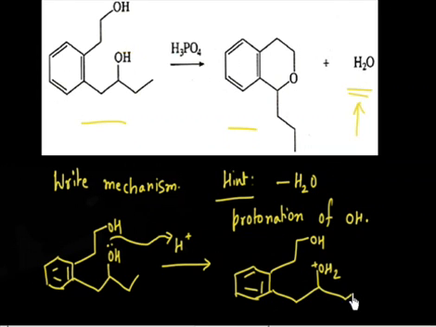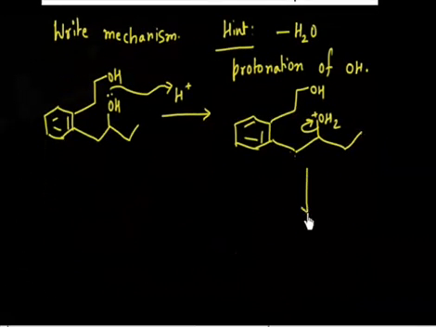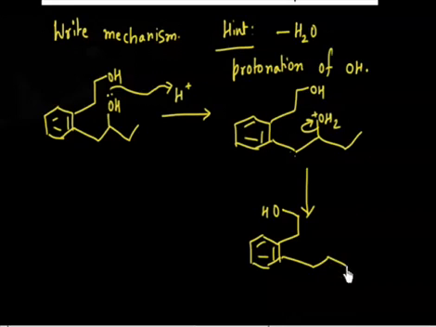Now in the next step I have to lose one molecule of water. If I lose one molecule of water, I will get a carbocation. Of course this carbocation is a secondary carbocation. So let me write OH on this side because I have an arrow on that side. So there is a carbocation. Are you getting it?